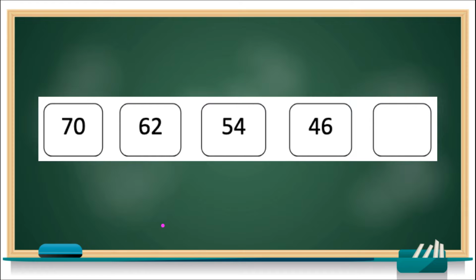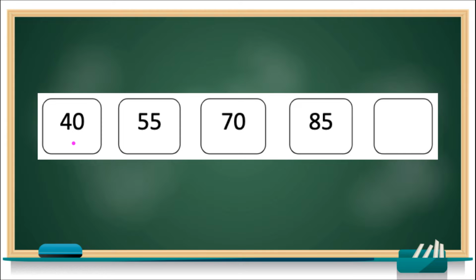In this sequence, what is the missing value? Correct, it's 38. What is the pattern in the sequence? Yes, you have to subtract the value with 8. Nice. How about this one? What is the missing value? Yes, it's 100. And the pattern? Correct. Just add 15 to the next value.